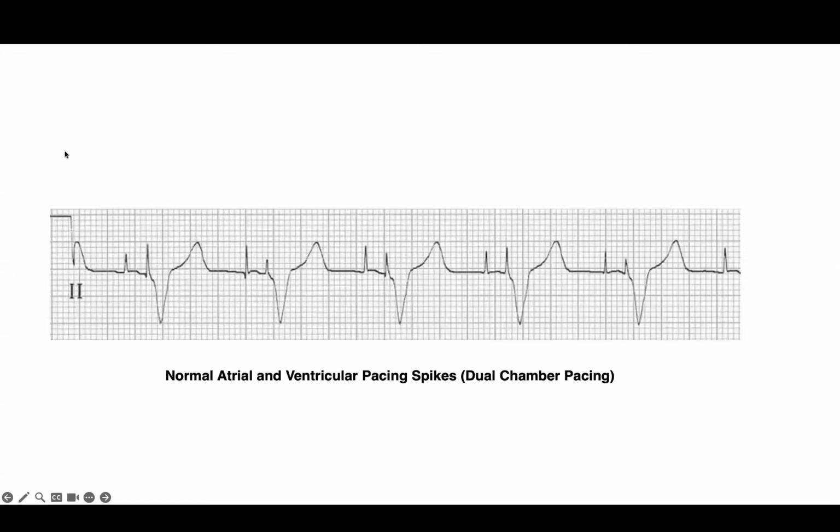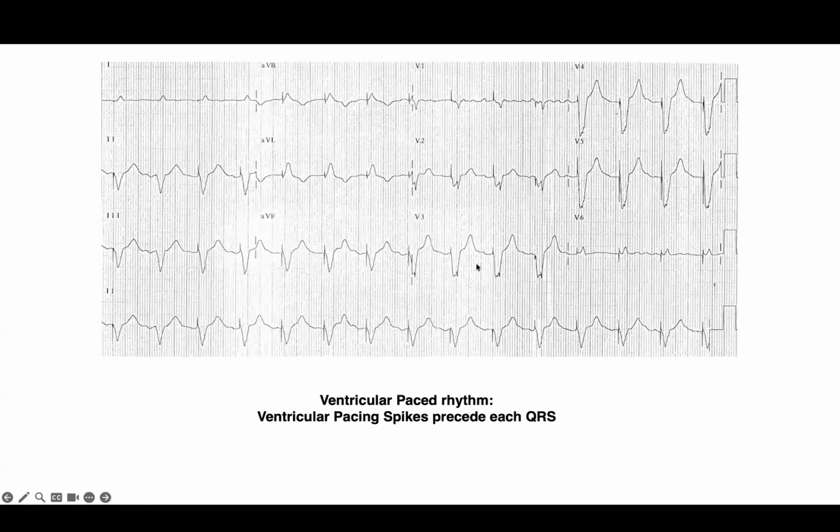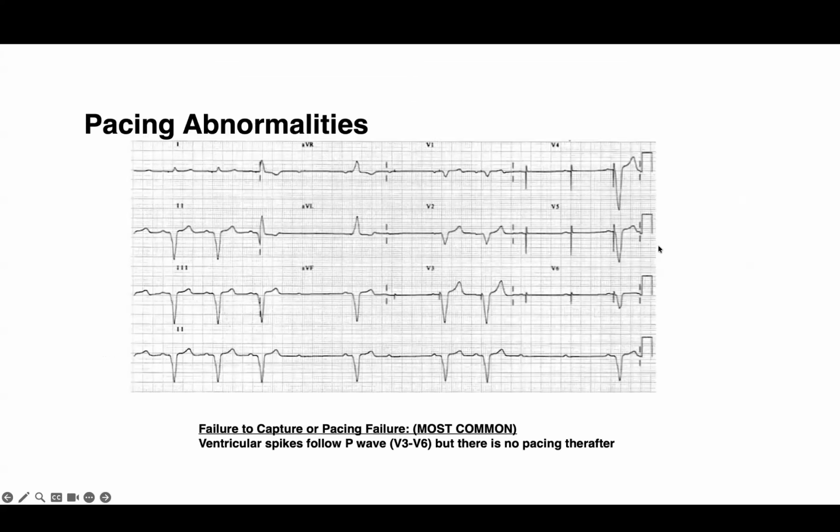So with regard to ECGs again, if at all they keep pacemaker related ECGs, one is they may keep a normal atrial and ventricular pacing spikes. So here you can see normal atrial and ventricular pacing spikes that are present, indicating a dual chamber pacing. So here you can see ventricular paced rhythms. So after every ventricular pacing, there is a ventricular contraction that occurs.